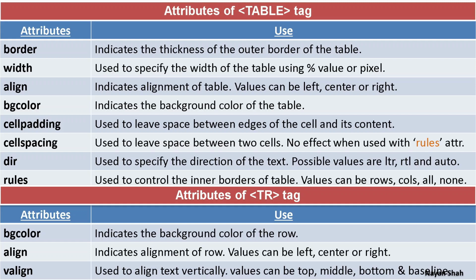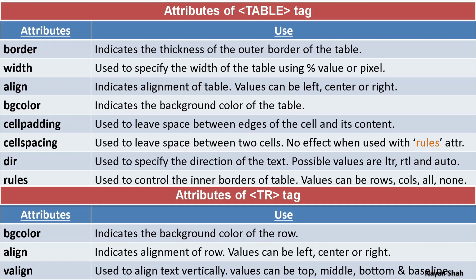Width is used to decide the width of the table in proportion with the web browser screen. It can be in percentage, it can be in pixels. Align decides the alignment of the table, whether you want to align it on the left hand side, right hand side, or in the center. BG color, that is background color, is used to decide the background color of the table.